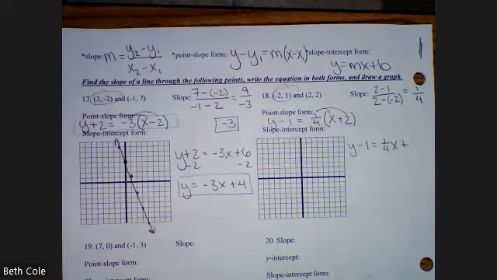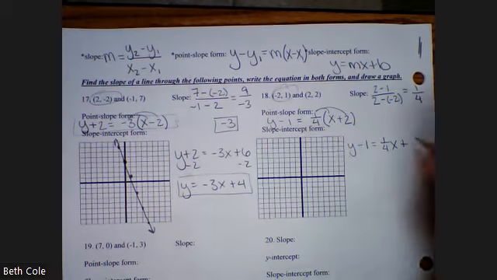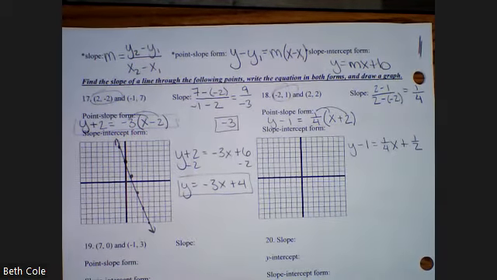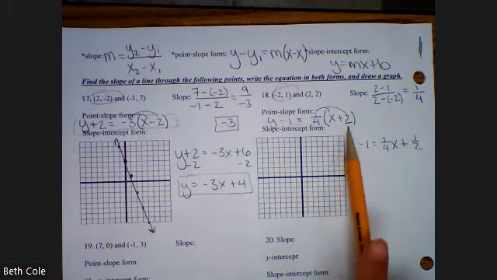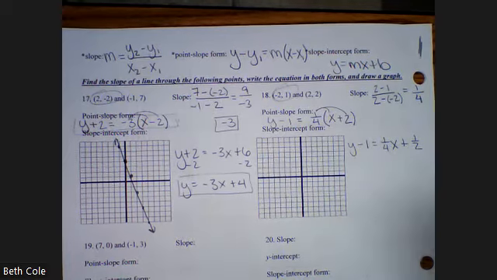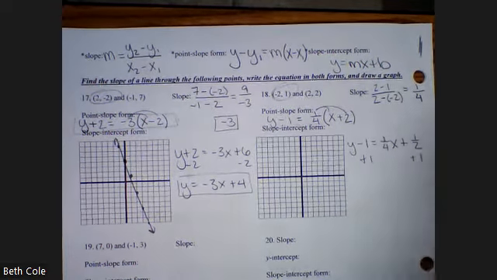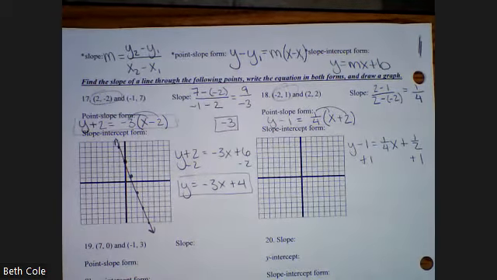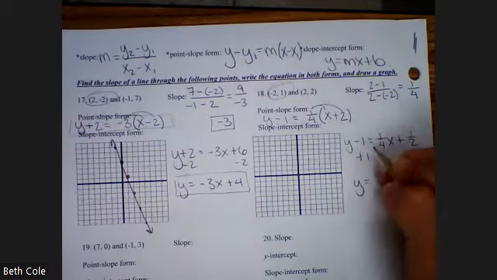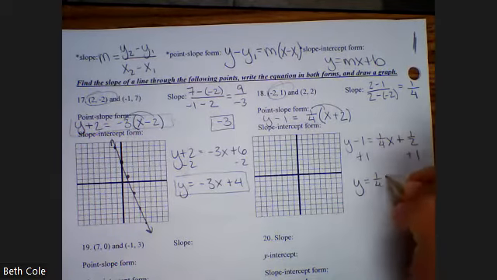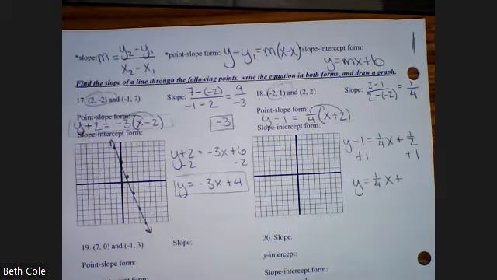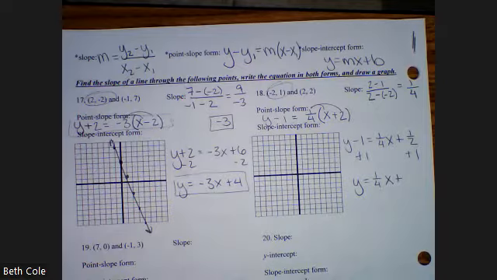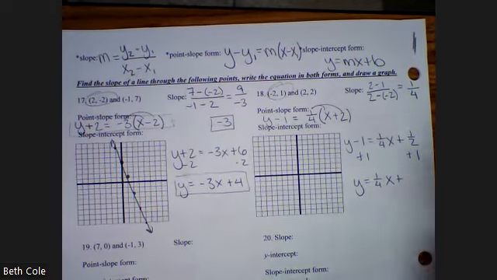2/4. What does that reduce to? 2/4 is a half. A fourth times 2 would be 2/4, which reduces to a half. Then you're going to add over the 1. So it'll be y equals 1/4 x plus, now it's 1 1/2. I don't want 1.5. What would that be as a fraction? 3/2. Good.